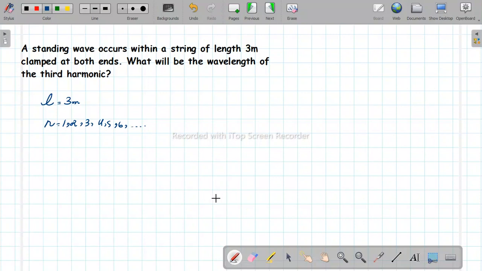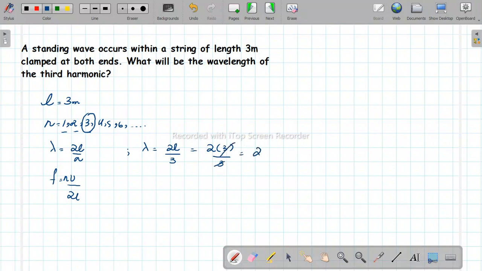और ऐसे केस में हमारे पास general equations क्या आती थी? Lambda was 2L over n and frequency कैसे आती थी? Velocity divided by this lambda which is 2L और ये n आ जाता था यहाँ पर. Now, आपसे कह रहे हैं what will be the wavelength of third harmonic? Third harmonic means n की third value लें which is 3 and place it here. Lambda equals 2L over 3. Length की value is given which is 3 meters. 2 into 3 over 3. This is nothing but 2.